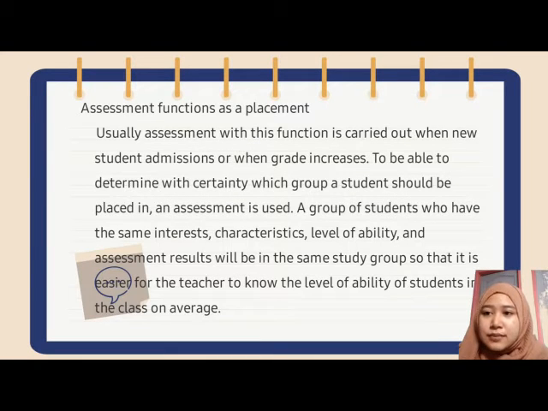The next is assessment functions as a placement. Usually, assessment with this function is carried out when there are new student admissions or when the grade increases. To be able to determine with certainty which group students should be placed in, an assessment is used. A group of students who have the same interests, characteristics, level of ability, and assessment result will be in the same study group, so that it is easier for the teacher to know the level of ability of students in a class on average.